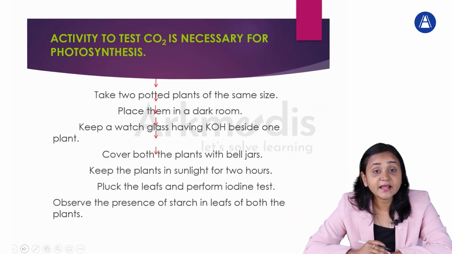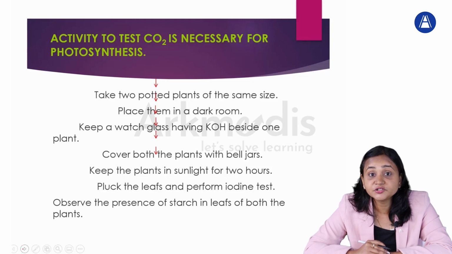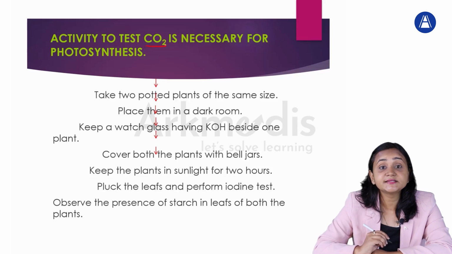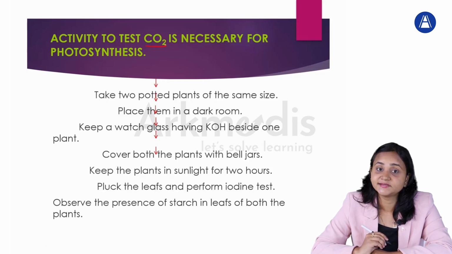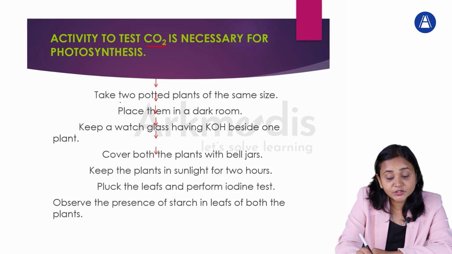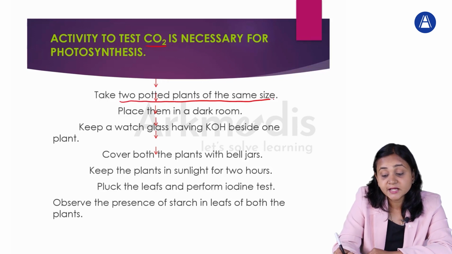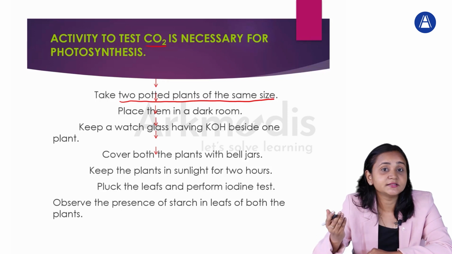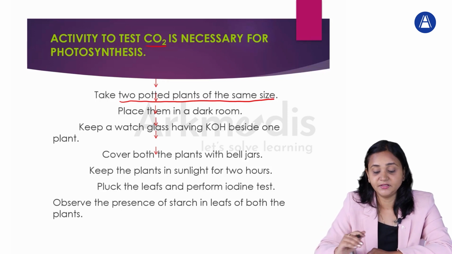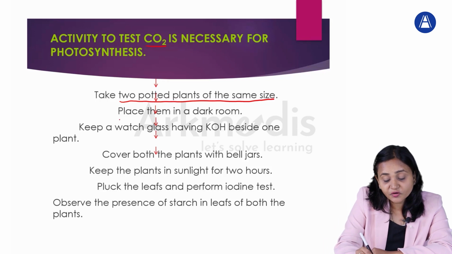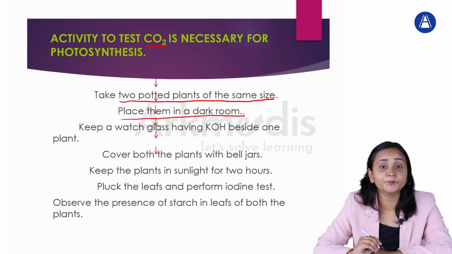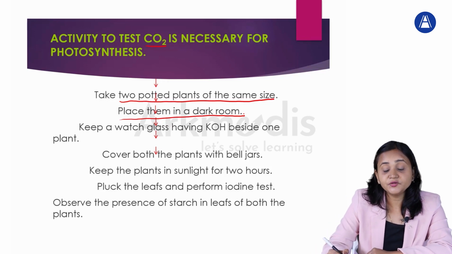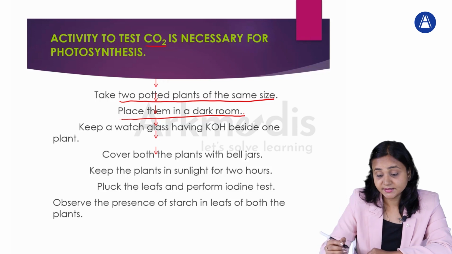Next, we will be performing an activity to see how CO2 is necessary for photosynthesis. For this you can take two potted plants of the same size, meaning they should have the same height and comparatively the same number of leaves. Now you can place both of them in the dark room, and next you can bring them back to light.